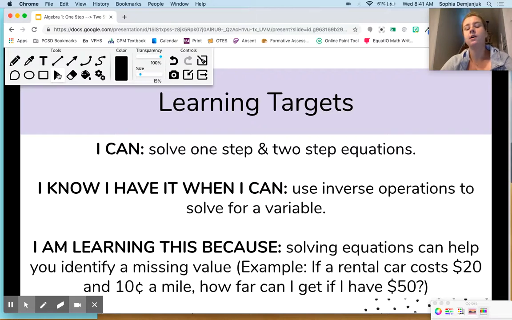So for example, if you have a rental car and it's going to cost $20 initially, and then it's going to cost 10 cents for every mile you drive, and let's say you want to know how far can I get if I only have $50, you could solve an equation to help you figure out exactly how many miles you're going to be able to go in that rental car.